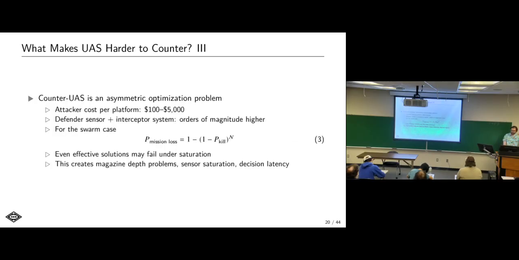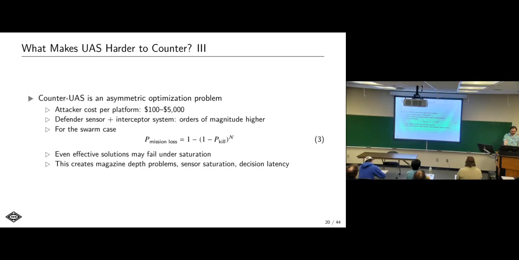So it's also a really interesting asymmetric optimization problem. If you assume that the attacker cost per platform of the UAS of interest is $100 to $5,000, and the defender sensor plus the interceptor is, I don't know, I want to say tens of millions, hundreds of millions there. I don't know what some of the new systems are, but they're not cheap. That's not really, you took down a $100 drone, but it cost you $1 million.